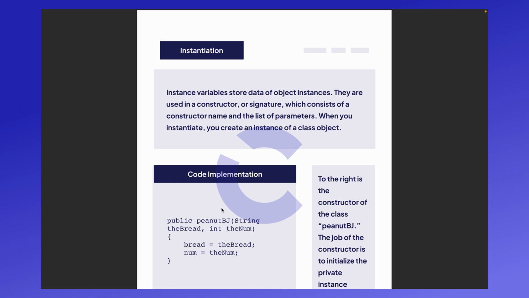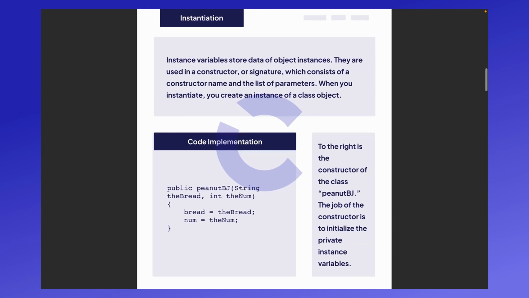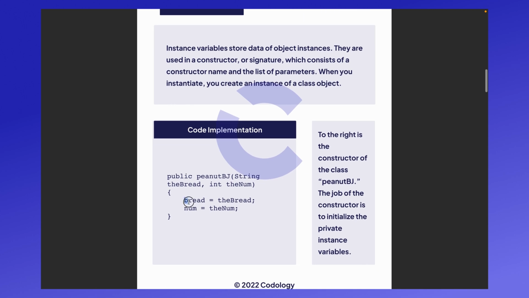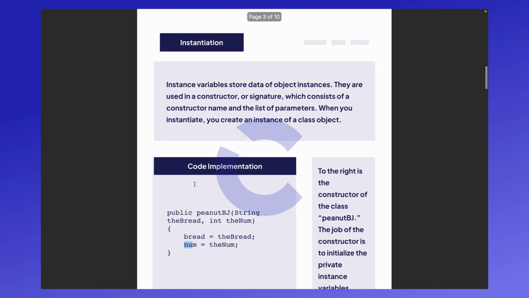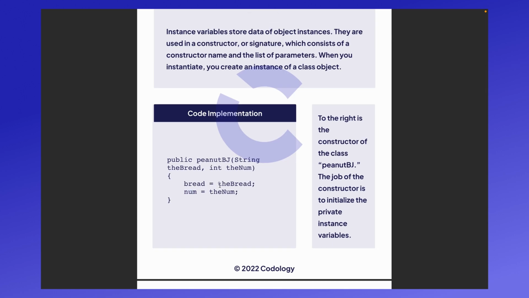They can be used in a constructor signature, which consists of a constructor name and a list of parameters. The constructor name will always be the name of the class, no matter what. So here we have a parameter which takes in a string and then an integer for the class PeanutButterBJ. So here we're setting the instance variables that we saw up here to the parameters that were input, so whatever the user put.